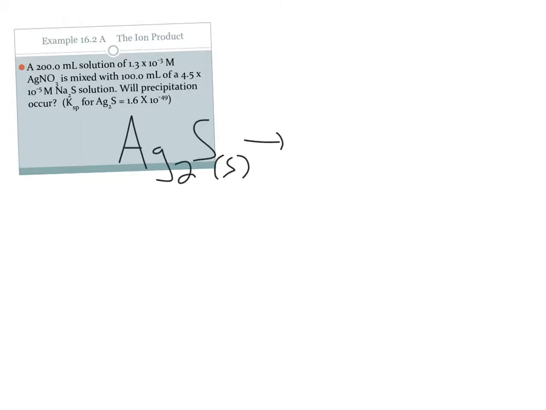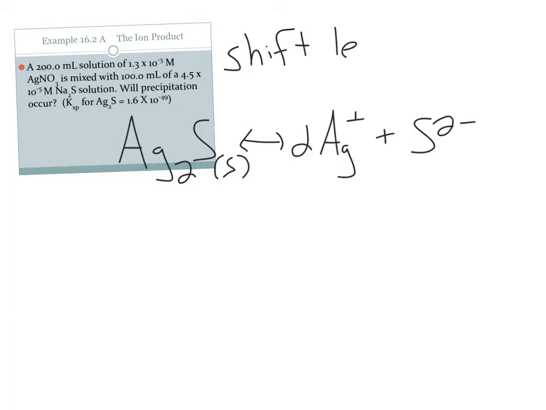We're not interested in the silver nitrate or the sodium sulfide equations because those are going to dissociate 100%. We're interested in our solid silver sulfide. This question, will a precipitate form, is really asking if we can get it to shift left, because that's where the solid is. If we can get it to shift left, then yes, a precipitate will form. If it's not going to shift left, then that's going to be a no.